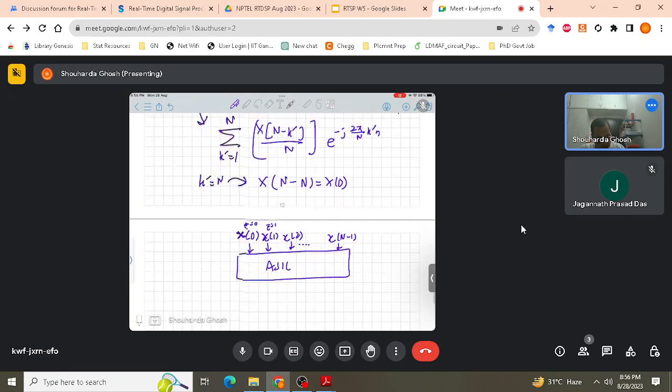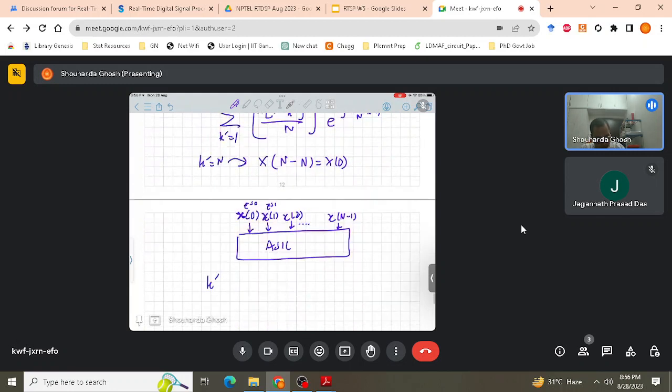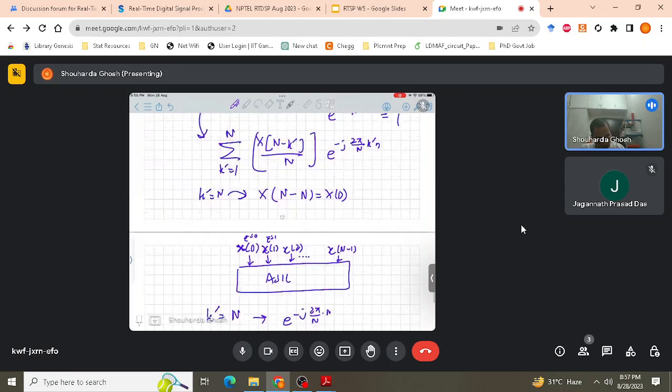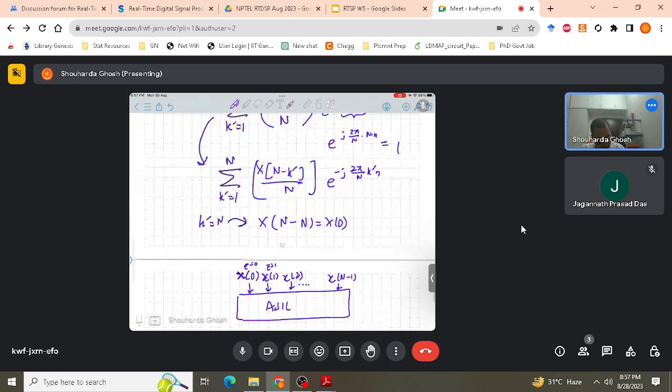Now what will happen if I put k prime equal to N? That means e to the power minus j 2 pi upon N times N, which is e to the power minus j 2 pi, that is 1, that is again e to the power minus j 0. So that e to the power minus j 0 place will have an X of N, and what will e to the power minus j 1 have? You have to place k prime equal to 1.